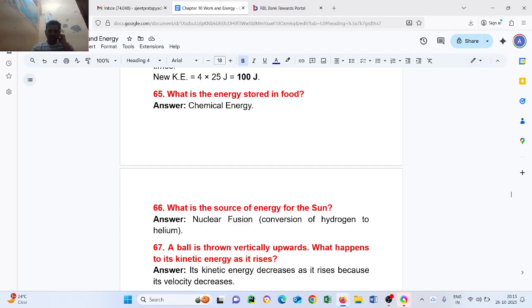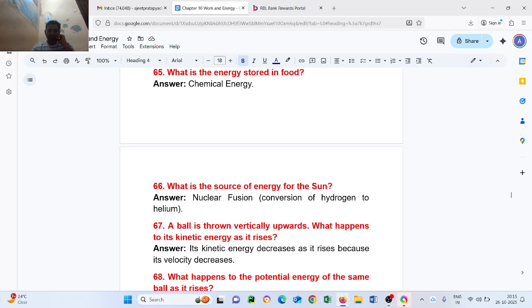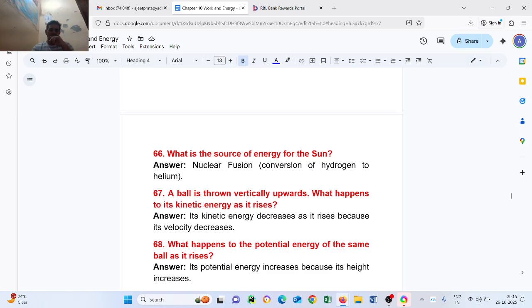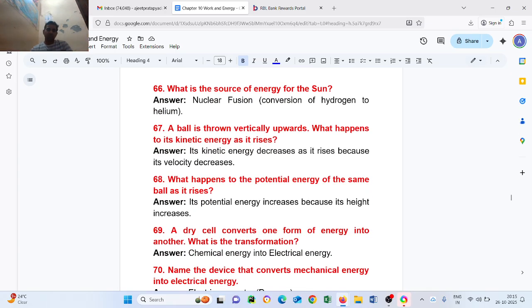Question number 67. A ball is thrown vertically upward. What happens to its kinetic energy as it rises? Its kinetic energy decreases as it rises because its velocity decreases. Question number 68. What happens to the potential energy of the same ball as it rises? Its potential energy increases because its height increases.